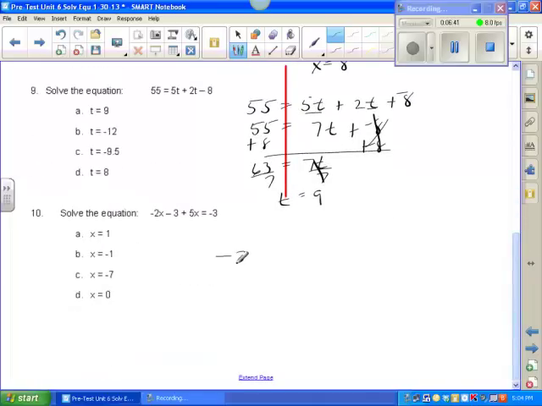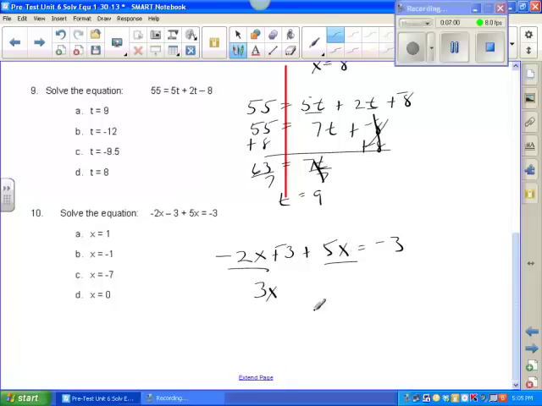Okay, number 10, negative 2x minus 3 plus 5x equals negative 3. Same change opposite. Don't have any distributive property, but I do have to combine my terms. I have x's and x's on the same side. So negative 2x and positive 5x is 3x.